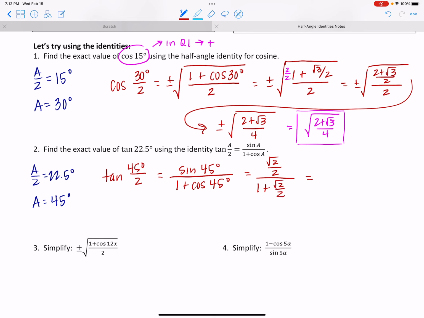In my denominator, I'm going to get the denominator of my complex fraction. So down here, that's where I'm looking. I want a common denominator to add those two. So I'm going to leave the top alone for a second. Again, I'm going to look at this 1 as 2 over 2. So 2 over 2 plus radical 2 over 2 becomes 2 plus radical 2 over 2.